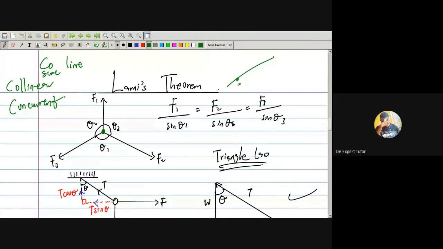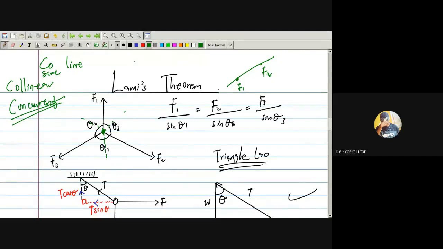Let me say I have F1 here, F2 here. These are collinear. They are on the same line. But what do we call concurrent? Concurrent are forces that don't lie on the same line. These forces now, are they collinear? No, they are not on the same line. They are on different lines. But their line of action pass through a common point. So this type of forces is what we call concurrent forces. Concurrent forces are forces whose line of action pass through a common point, or simply, their line of action meet at a point.